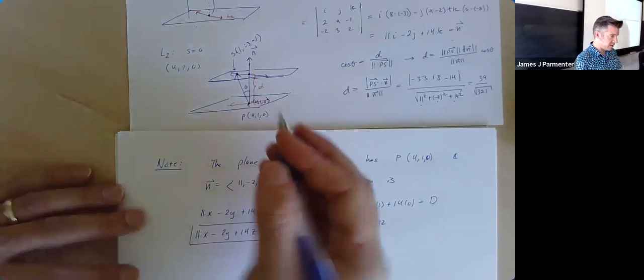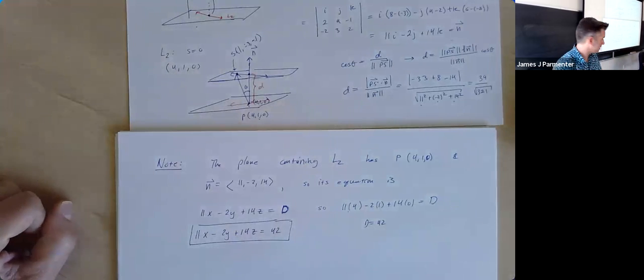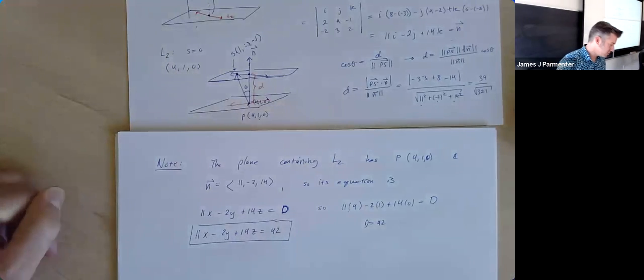And in a similar way, you can find the equation of the other plane, it would just be a different constant because they're parallel planes, so they have to have the same coefficients.